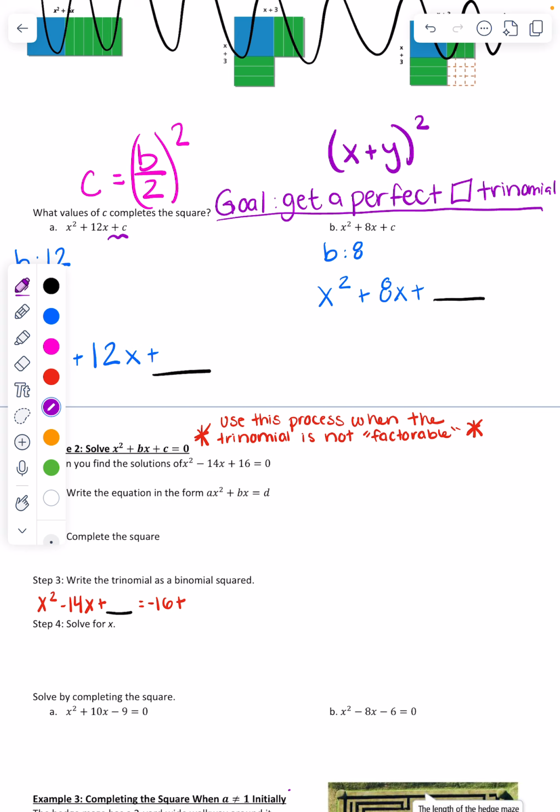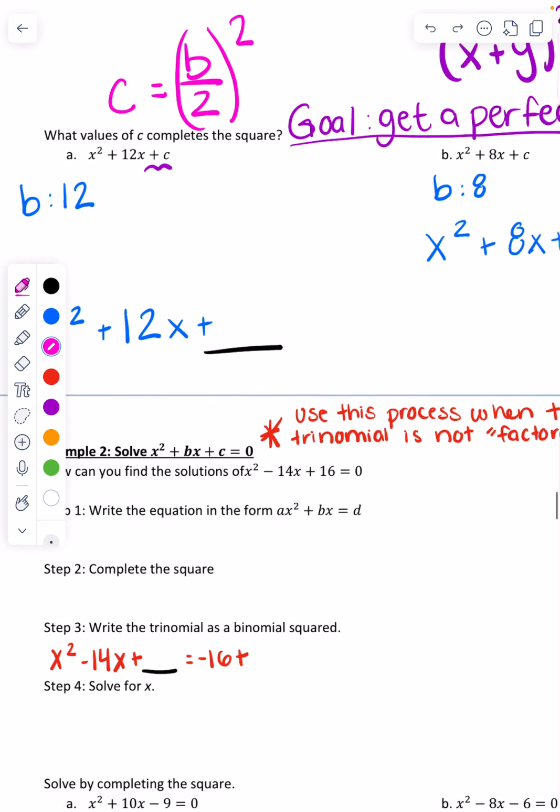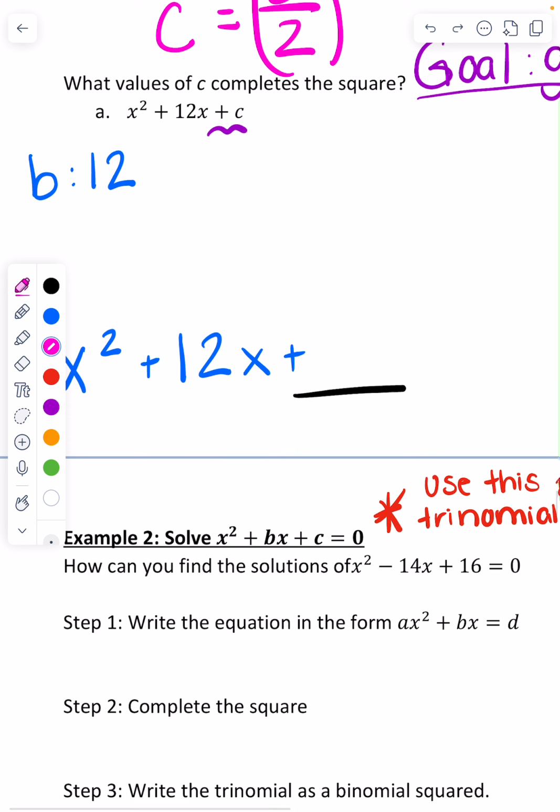If we're going to find that perfect number, this is the equation we use every single time. We are going to find the c value by taking the b value, dividing it by 2, and then squaring it. Let's take a look at how that's going to work in part A. All right, first thing we're going to do is just identify what the b value is. The b value is 12.